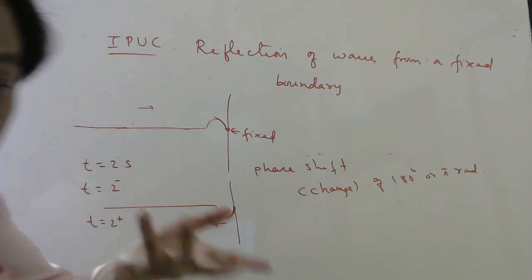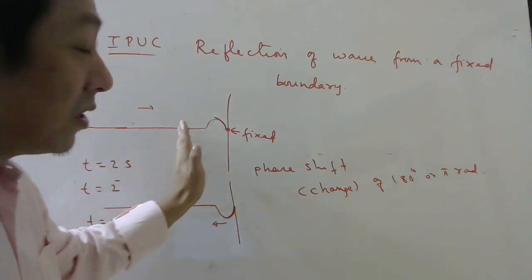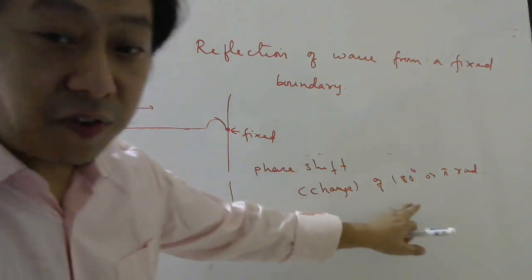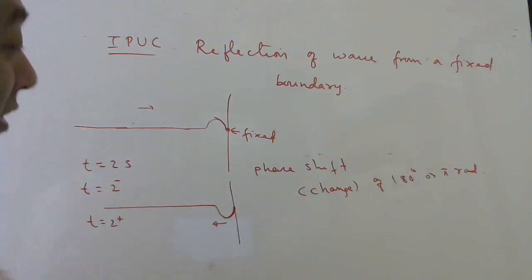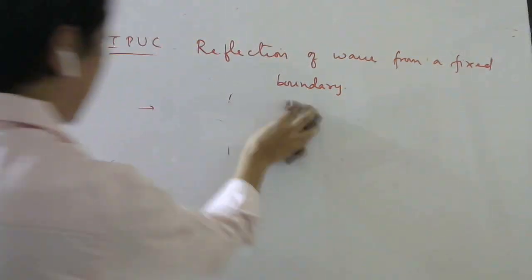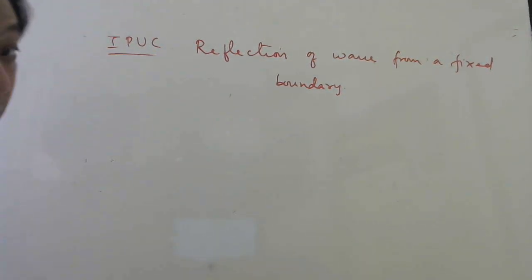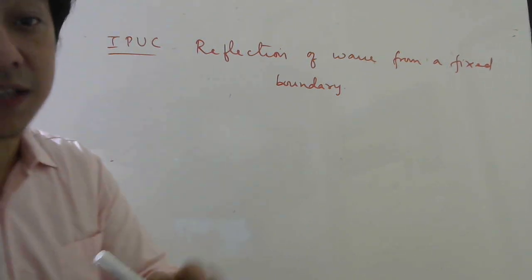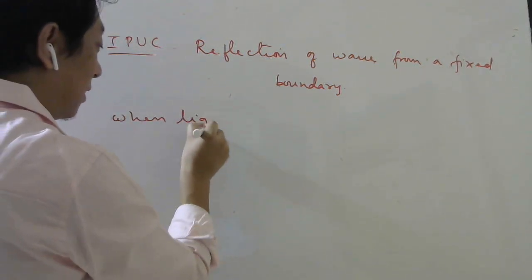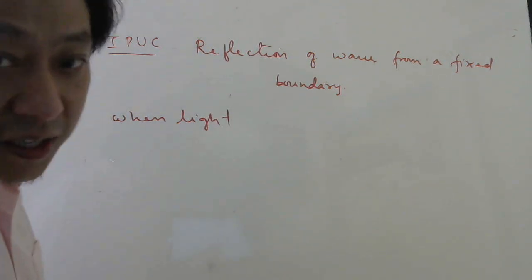So this is another way of understanding why a crest will be reflected as a trough. So there will be a phase shift of 180 degrees. Now the reason why I am teaching this in this chapter is that the same thing happens when light is reflected from a denser surface. The mechanism is more complicated, but it helps you.